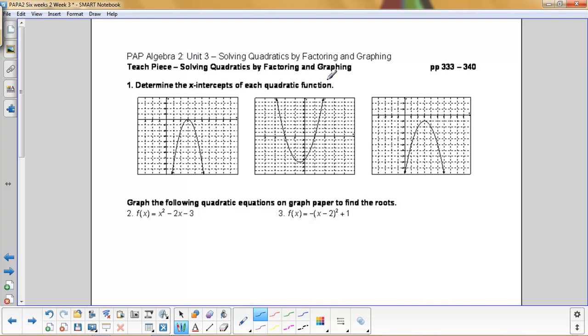Solving quadratics by factoring and graphing. We're going to first start by looking at how to solve them graphically. This is very easily done visually. It's the place where the graph crosses the x-axis, otherwise known as your x-intercepts. There are three possible ways that you will see this occur.